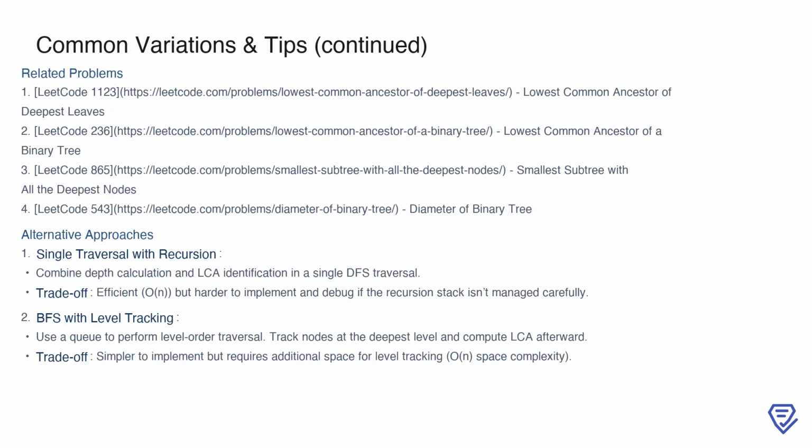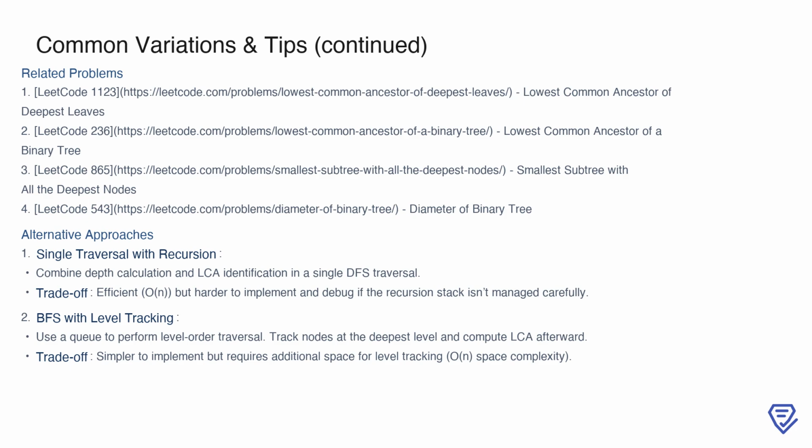To deepen your understanding, it's helpful to explore related problems. For instance, problem 1123, the lowest common ancestor of deepest leaves, is closely tied to problem 236, the lowest common ancestor of a binary tree, and problem 865, the smallest subtree with all the deepest nodes. These problems share similar concepts but may differ in their constraints or focus. Another related problem is problem 543, the diameter of a binary tree, which also involves tree traversal and recursive strategies.